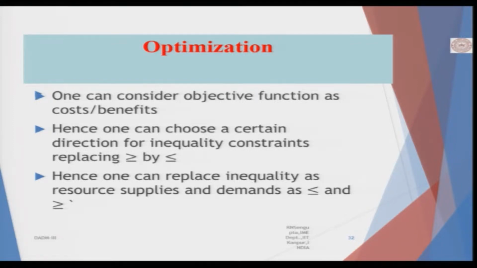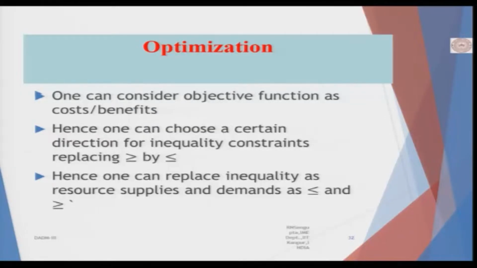So, the perturbations which I mentioned were from the sensitivity analysis, but there can be different ideas of perturbations. One can consider the objective function as a point of cost benefit analysis. Hence, one can choose a certain direction for inequalities. If it is a cost, you will consider it as negative. If it is a benefit, you will consider it positive. So, a maximization problem will be converted into a minimization problem, or a minimization problem into a maximization problem.